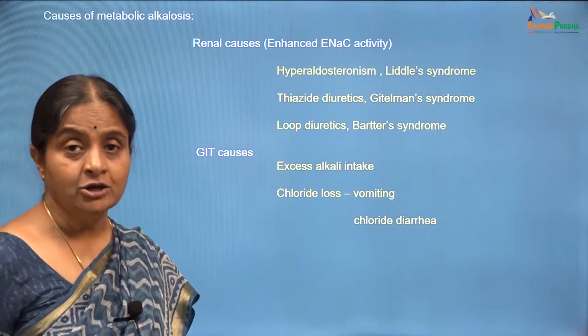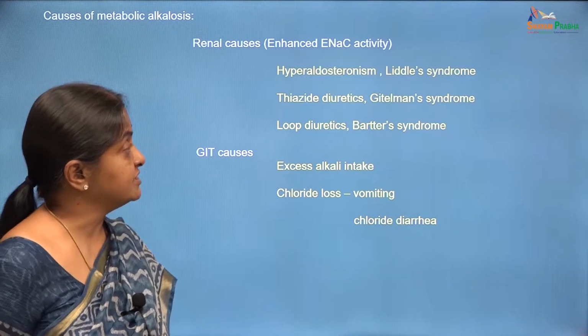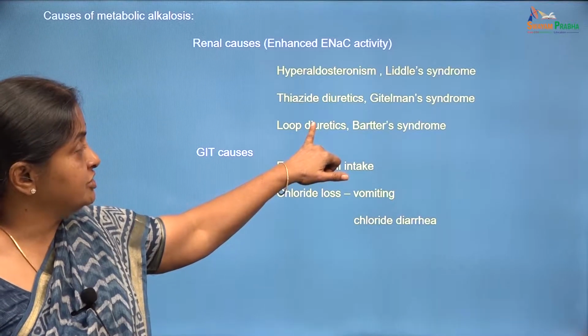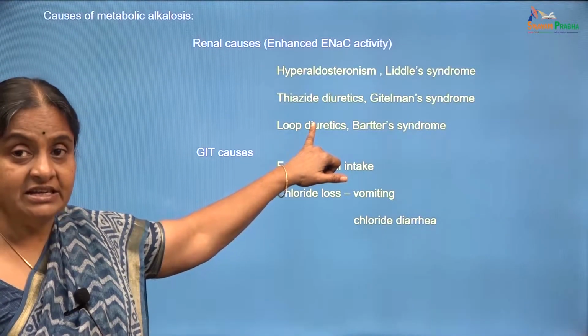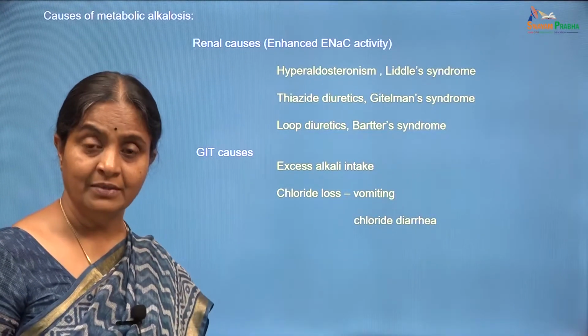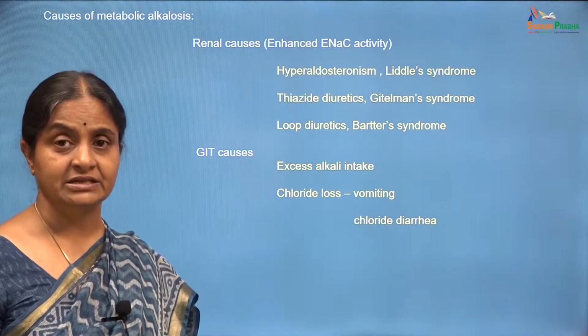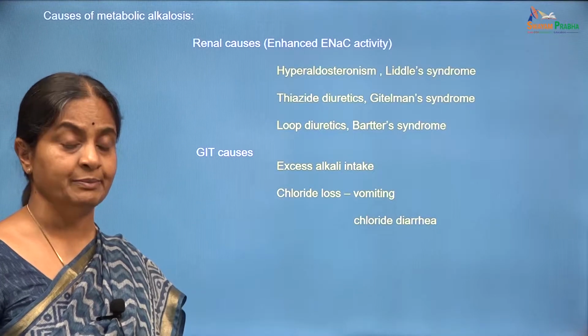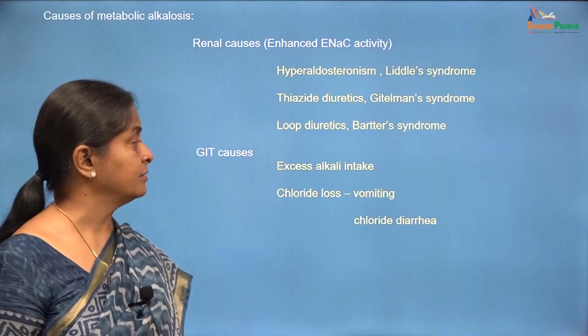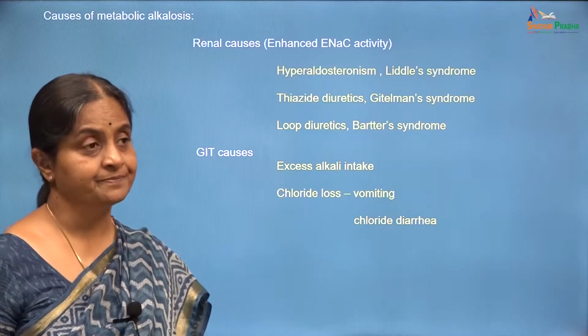We now have 9 causes of metabolic alkalosis listed here. 3 non-genetic conditions where there is an increase in ENaC activity, 3 genetic conditions, all of them leading to an increased reabsorption of sodium via epithelial sodium channels, then 3 GIT conditions.